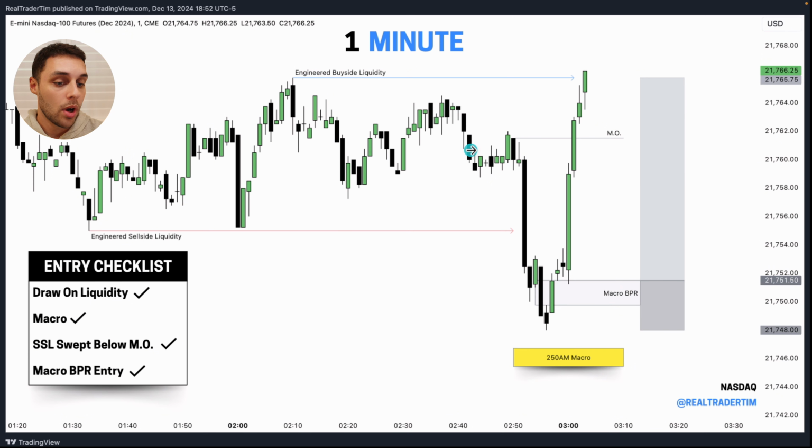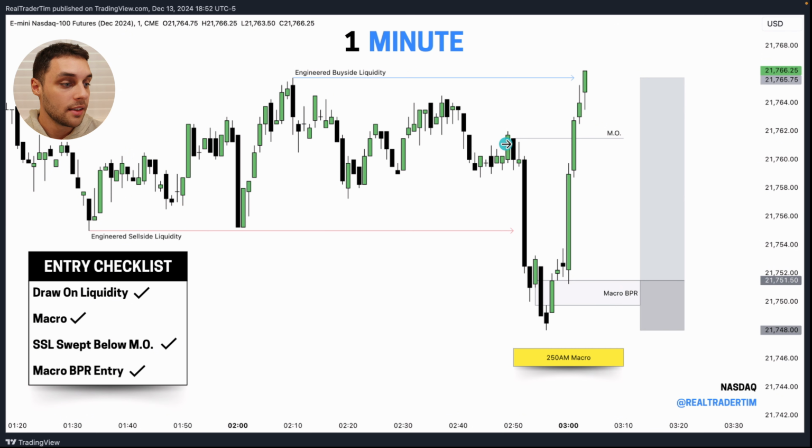Now, this is what we want to see for macro power of 3 high probability setups. We want to see price run the engineered sell side liquidity below macro opening price. So if you're new to the channel as well, if you ever see MO on my chart like you see here, I'm just annotating macro opening price. So we're operating within the 2:50 to 3:10 a.m. Eastern time macro window. So during London kill zone. Okay, so this model, these concepts work for London traders as well. Asia traders, we'll look at examples here as well.